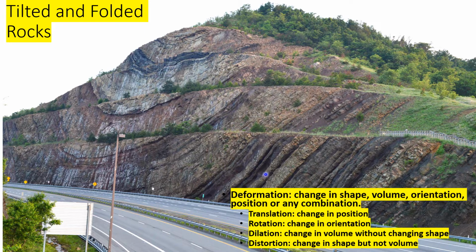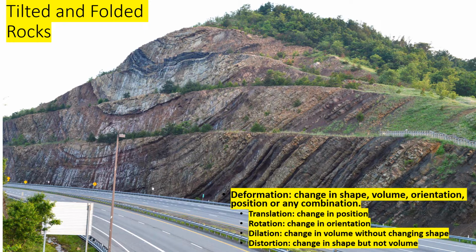So deformation is a change in shape, volume, orientation, or position of a rock or unit of rocks, or really anything in geology. Anything can be deformed. All right. So put it basically, translation is a change in position. So you're going to take something and move it from point A to point B. All right. The rotation, you're going to change the orientation. So you're going to take a layer or a rock and you're going to tilt it. You're going to rotate it along some sort of axis.